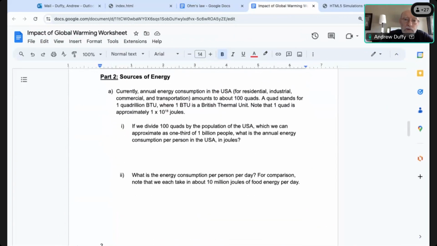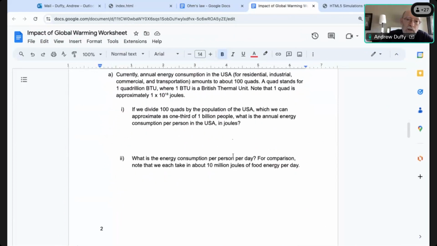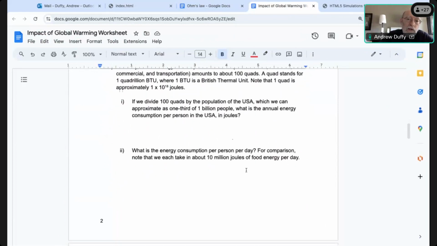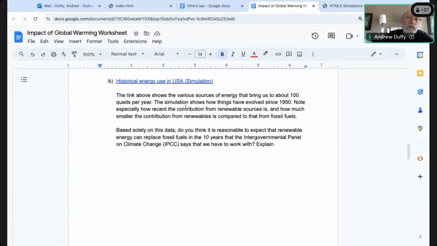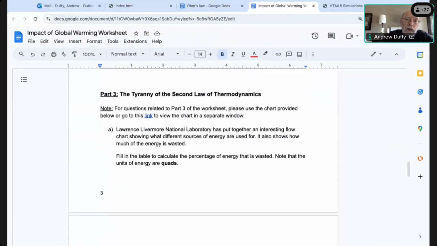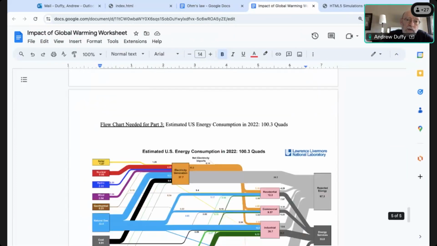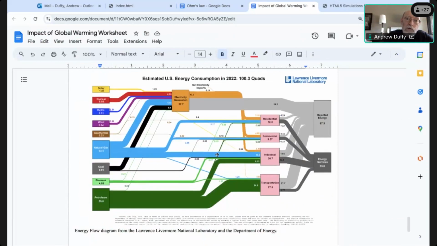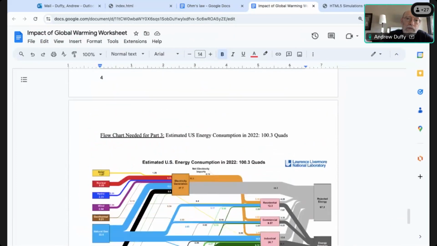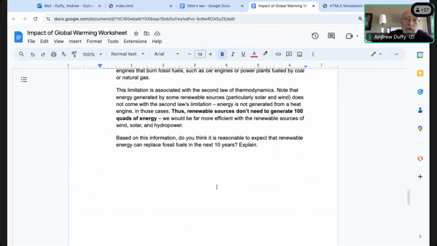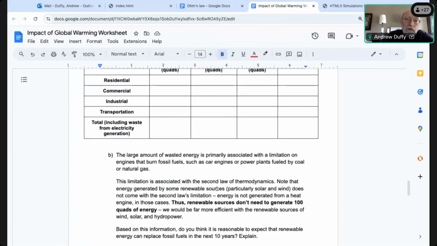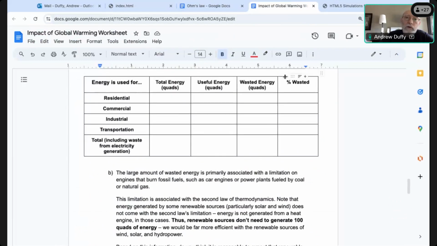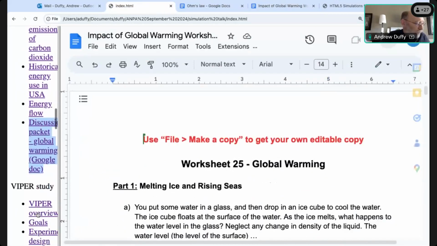It talks about energy use for a single person in the country. It compares it to the energy we take in daily in the food. It uses that historical energy graphing thing that I was showing you a couple minutes ago. And then it uses this crazy graph that I was just showing you with the energy flow. I think the students get a lot of insights into this by going through this worksheet, so feel free to make use of that if you'd like.